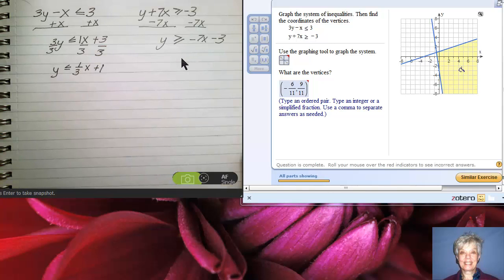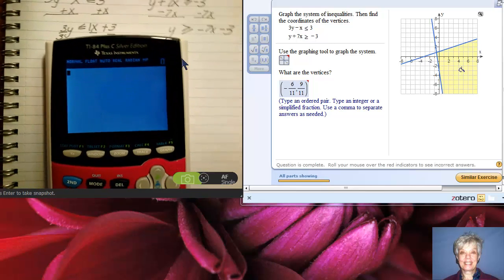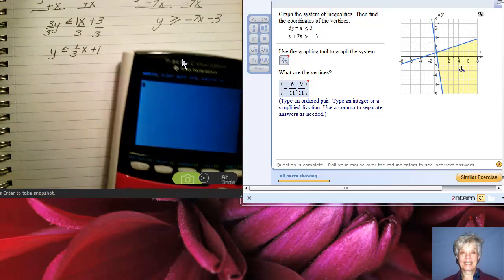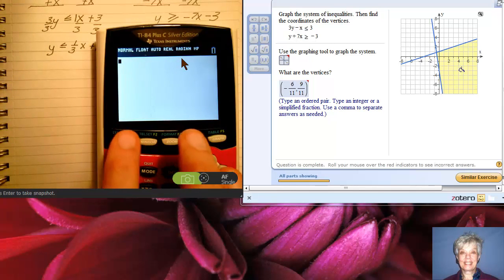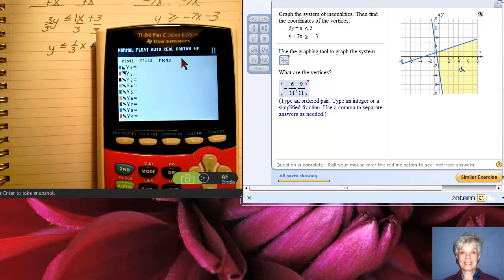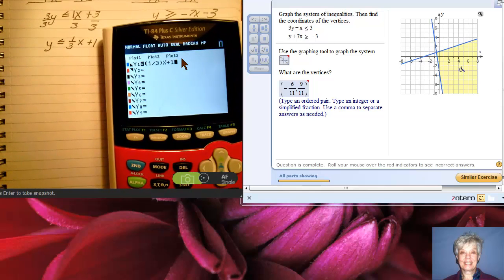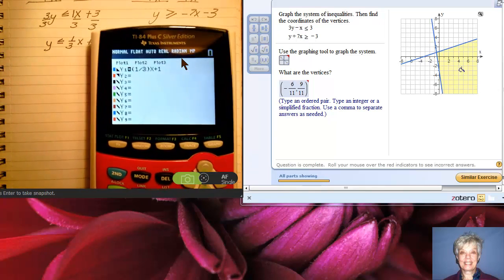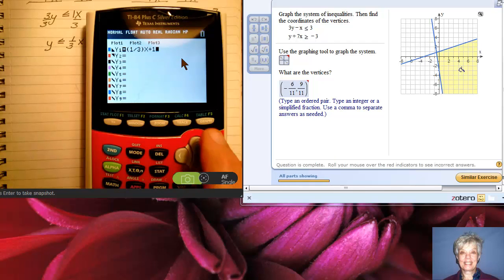Now I'm going to get my calculator and I am going to graph the lines. Go to y equals 1 divided by 3x plus 1. That's the first one. Y equals 1/3 x plus 1. I'm going to graph that. Just let you see what this looks like.